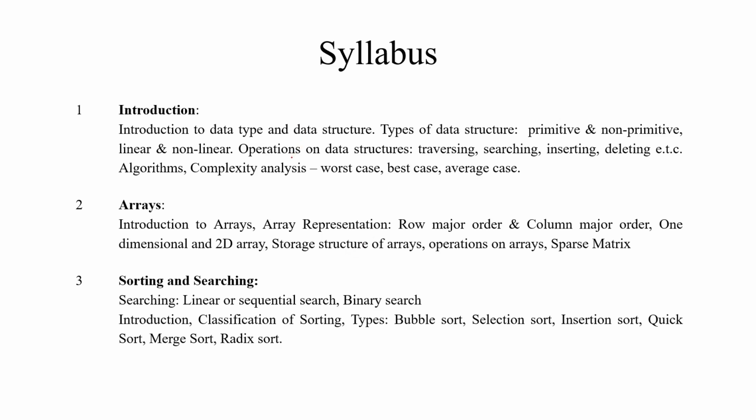First of all, we are going to understand what the syllabus is and what we are going to cover in this series. In the data structure syllabus, we have a total of 6 units. In the first unit, we are going to cover the introduction of data structures, which includes complexity analysis also. In the second unit, we will see arrays, and in the third unit, we will cover sorting and searching, which is performed on arrays.